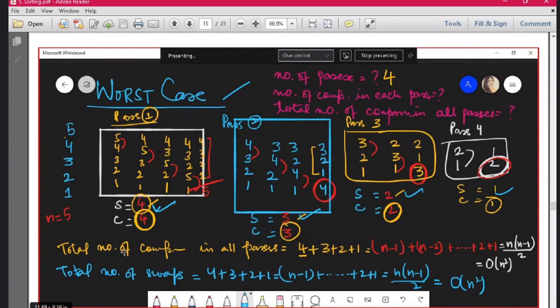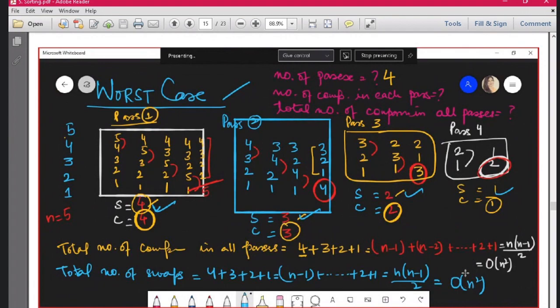So you can see that the total number of comparisons in all the passes is, here it was 4, then 3, then 2 and 1. But in general, if there are n elements, then it will be n minus 1 plus n minus 2 up to 2 plus 1. That is n into n minus 1 by 2. And the time complexity will be order of n square. And in case of the number of swaps also, it will be 4 plus 3 plus 2 plus 1. You can see that they are always equal. So that will also be order of n square.